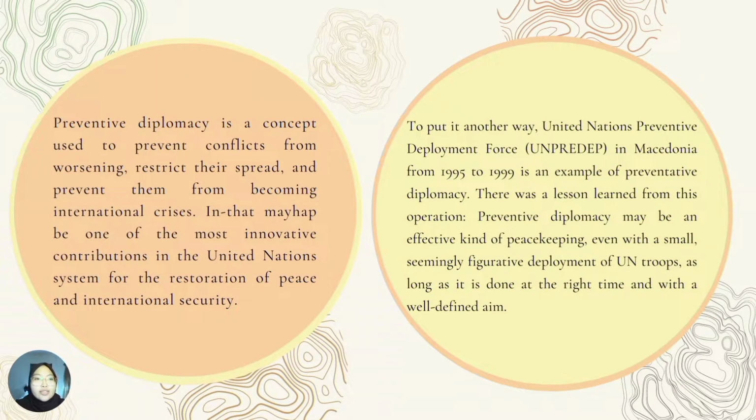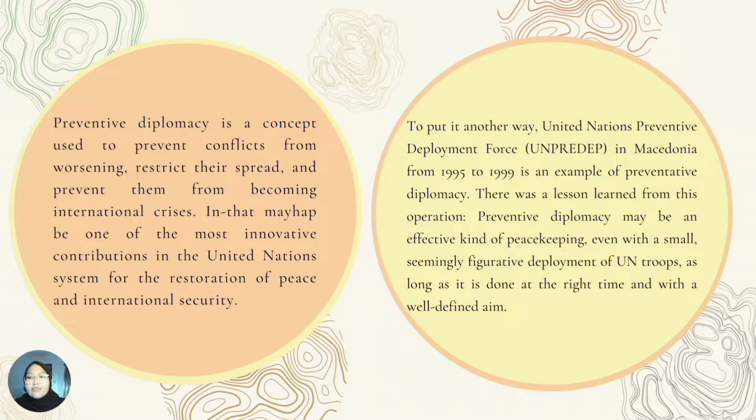Preventive diplomacy is a concept used to prevent conflicts from worsening, restrict their spread, and prevent them from becoming international crises. Indeed, it may be one of the most innovative contributions in the United Nations system for the restoration of peace and international security. The question here is how preventive diplomacy for peace and security came to be. Dag Hammarskjöld, the United Nations Secretary General from 1953 to 1961, was the first to advocate for preventive diplomacy. He regarded the United Nations as a critical arena for ensuring global security and safety.